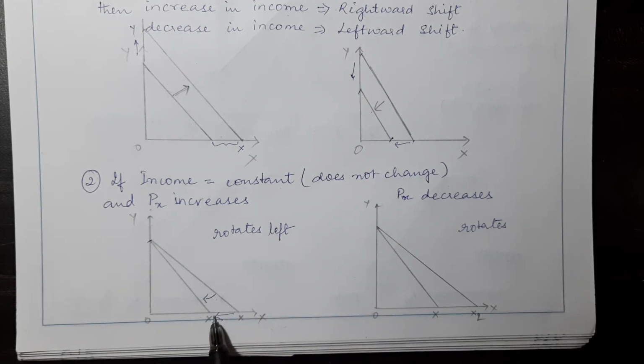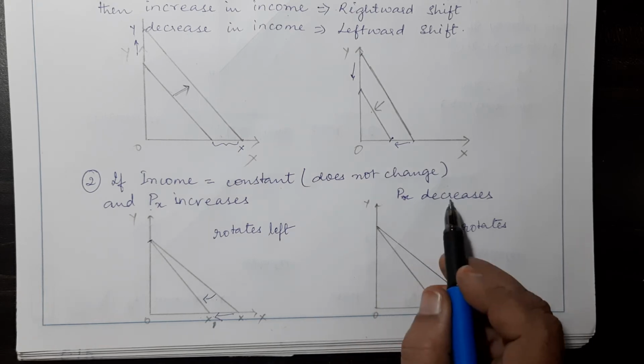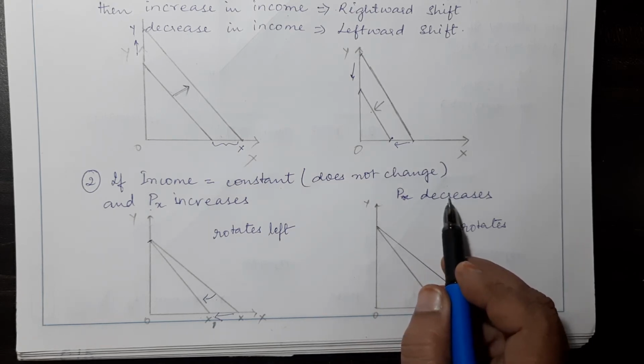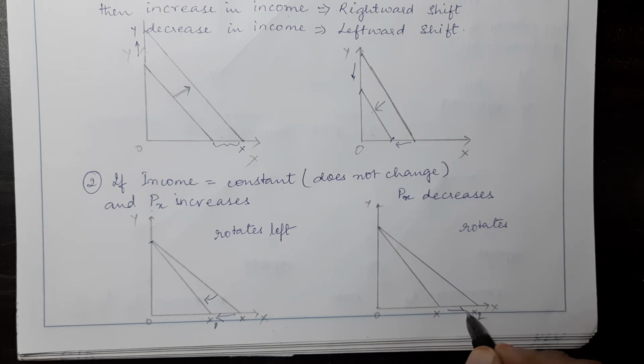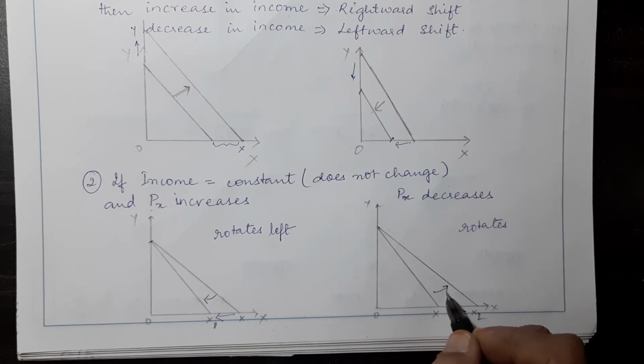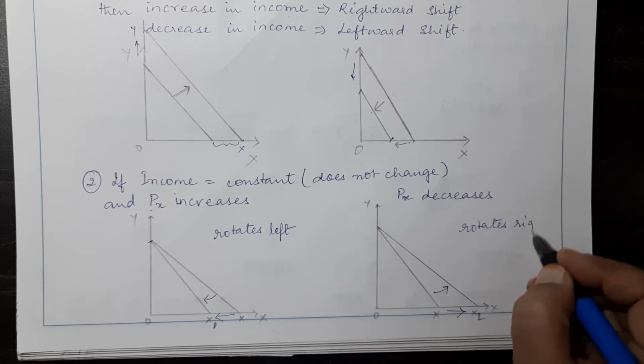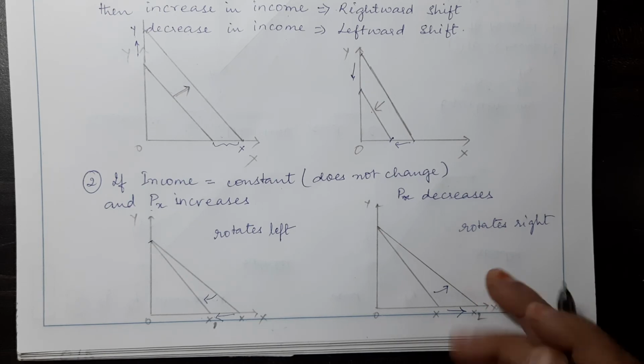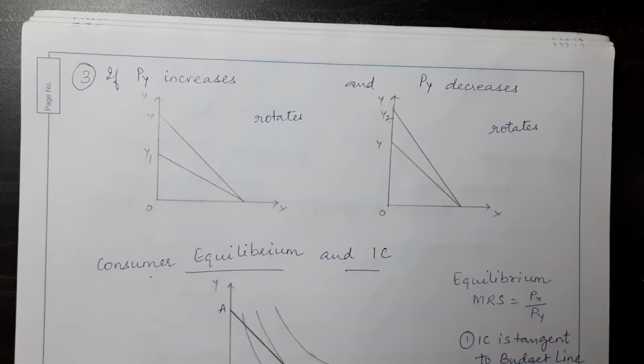So it rotates left when the price of x increases because we are able to buy less of good x. On the other hand, if the price of good x decreases, then we are able to buy more of good x. When the price falls, we buy more of good x. So in that case, this budget line rotates to the right. Rotates to the right. Okay.